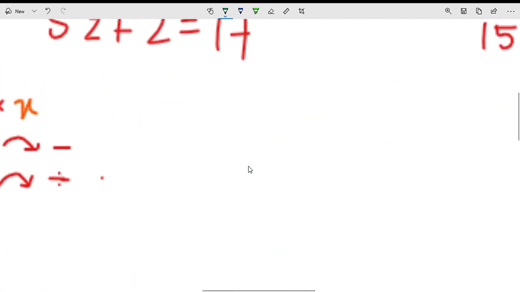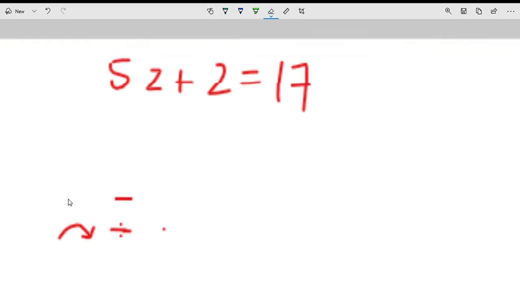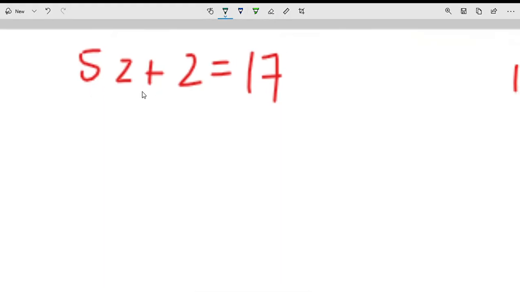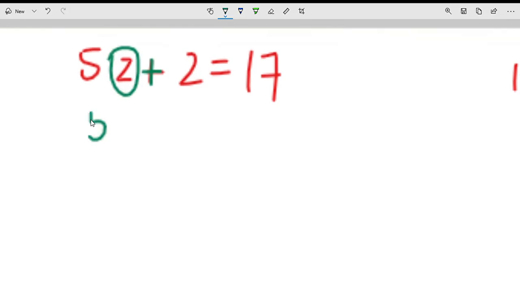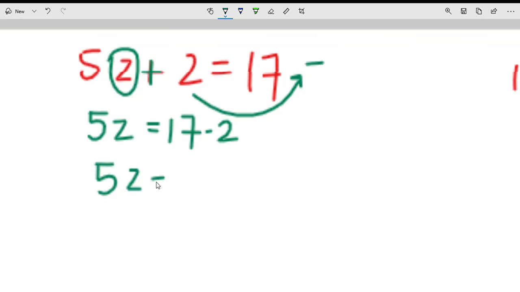Now, let's look at another question. So 5z plus 2, this is a plus sign here, equals 17. Here we have to find the value of z. Very simple question. This 2 will move to the other side of the equation, and because it is positive here, it will become negative. So 5z will equal 17 minus 2. 5z will equal 15.